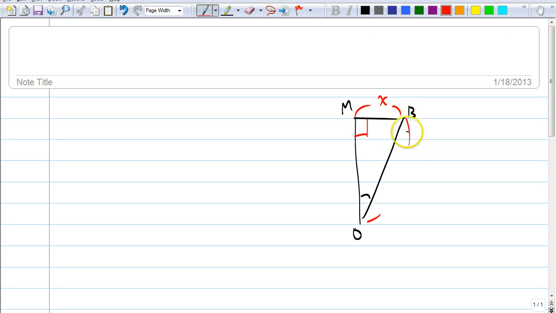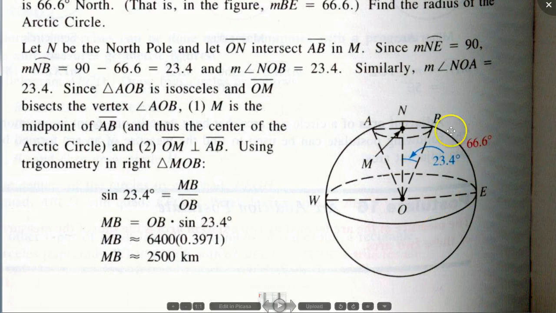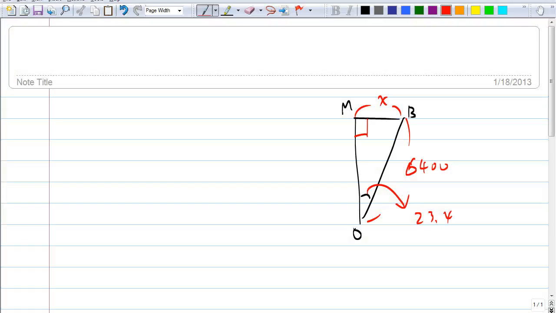And I claim that we know what the length of BO is. What is it? How did you guys know that? Yeah, that's the radius. Okay, now hold on. What is this angle measure? Wouldn't it be great if I knew this angle measure? How did you know it's 23.4? Because they said this latitude is 66.6. It tells you right there. So if this is true, now I think a lot of you see it. Who could tell me the equation so that we could solve for X? How about Hannah? What do you think?